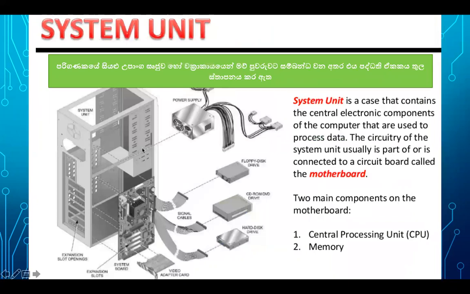Right. System unit is the unit which consists of everything. For an example, the expansion cards or the motherboard, hard disk, CD, DVD, floppy, all those things are in a single unit, and we call that the system unit. Inside it there are many things. Even your main memory and central processing unit are there inside the system unit.